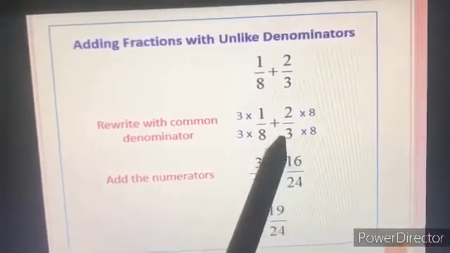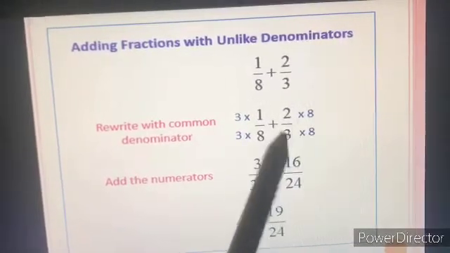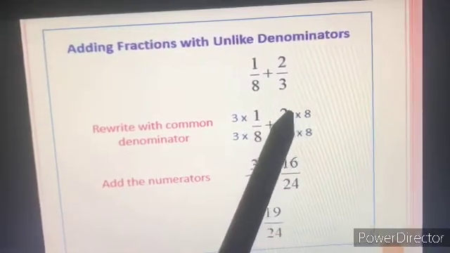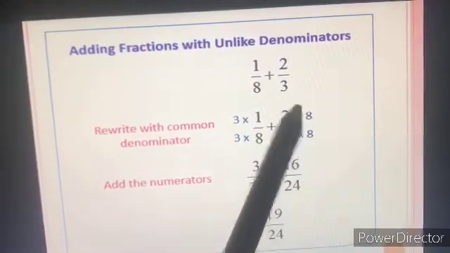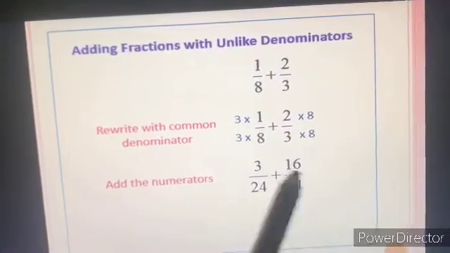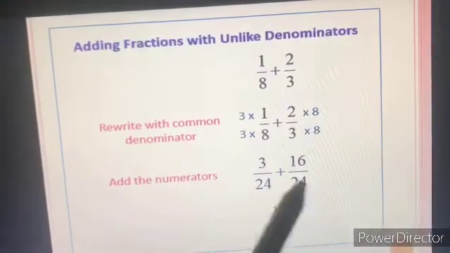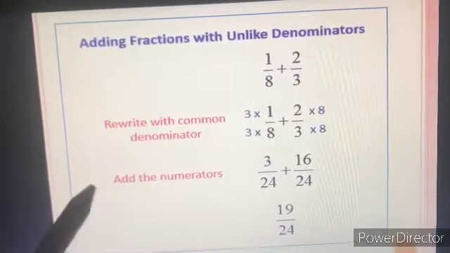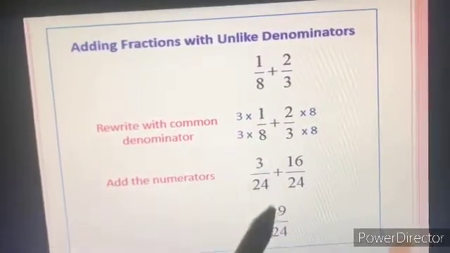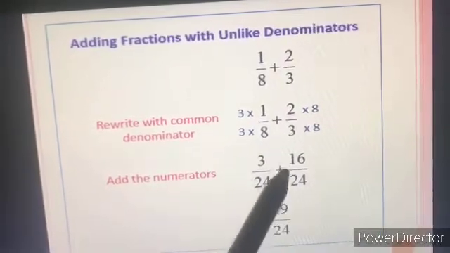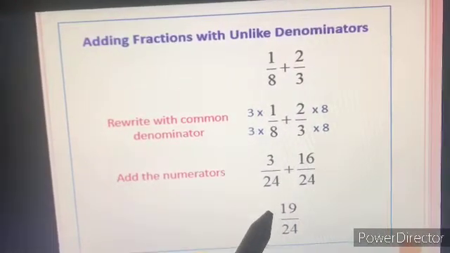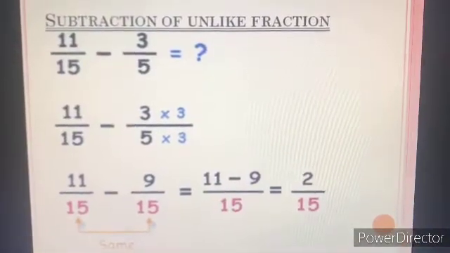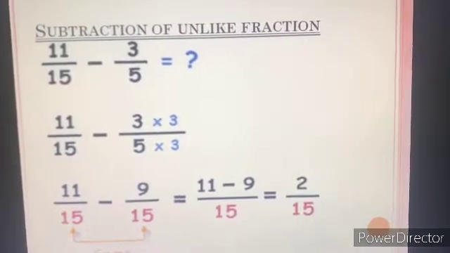Here, we multiply the denominator with 8. 3 8s are 24. So, same here, we will multiply this numerator with 8 also. 2 8s are 16. So, we will get the same denominator. As we will get the same denominator, we can simply add the numerators to get the answer. 3 plus 16 is equal to 19. Well done.